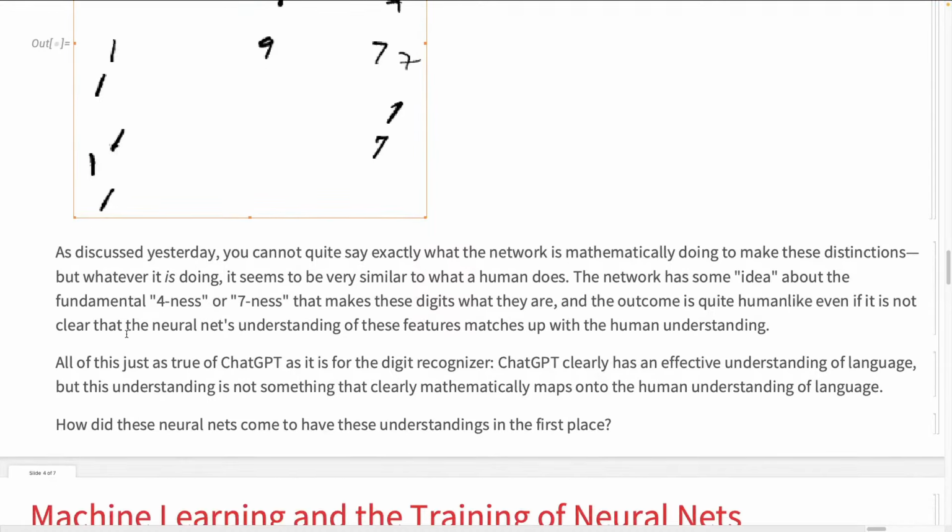And the second thing to note here is that this is true of ChatGPT as well. So we know that ChatGPT has an effective understanding, in quotes, of language. It can absolutely put together human-like text, but this understanding is not necessarily something that clearly maps onto the human understanding of language.